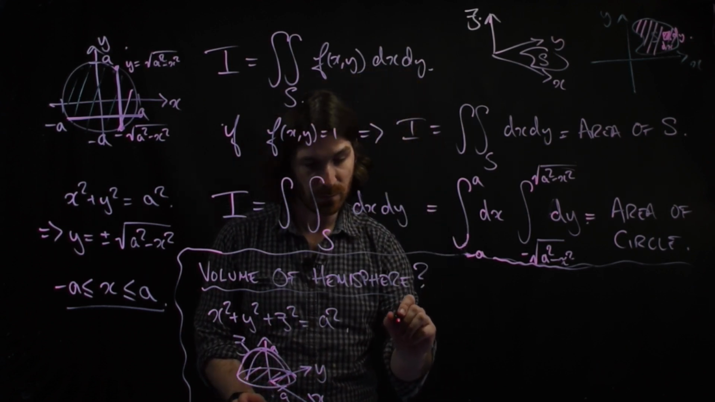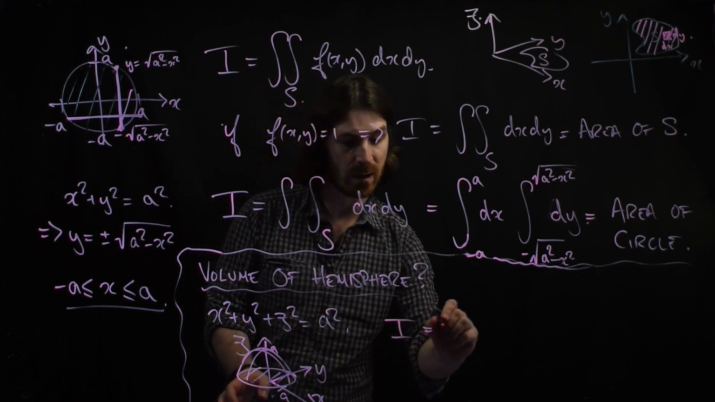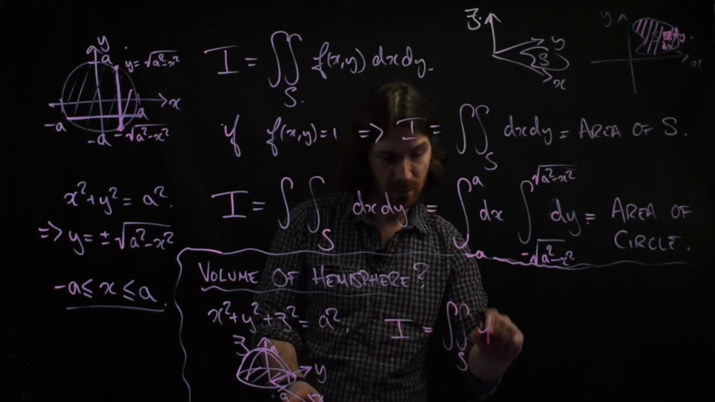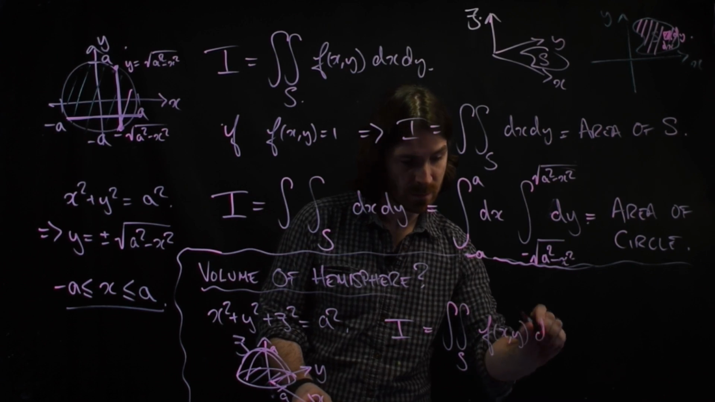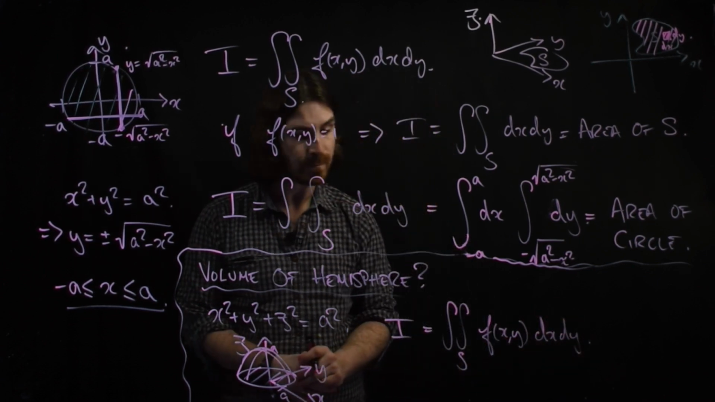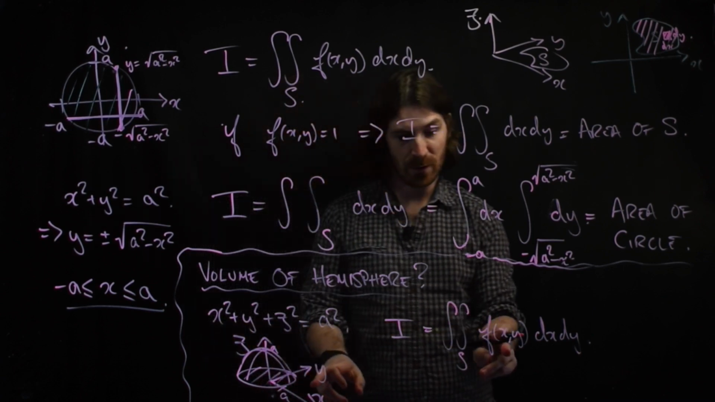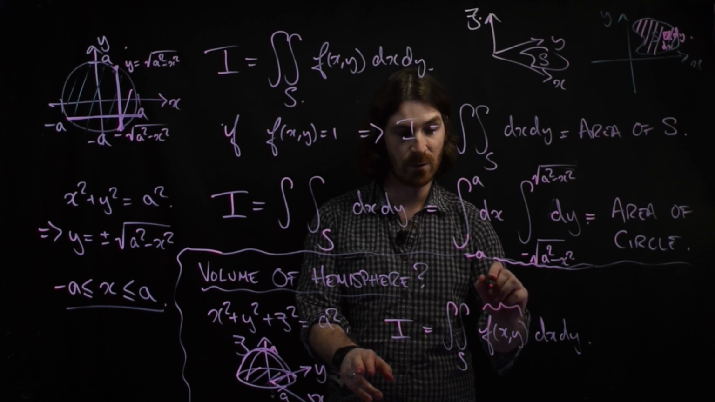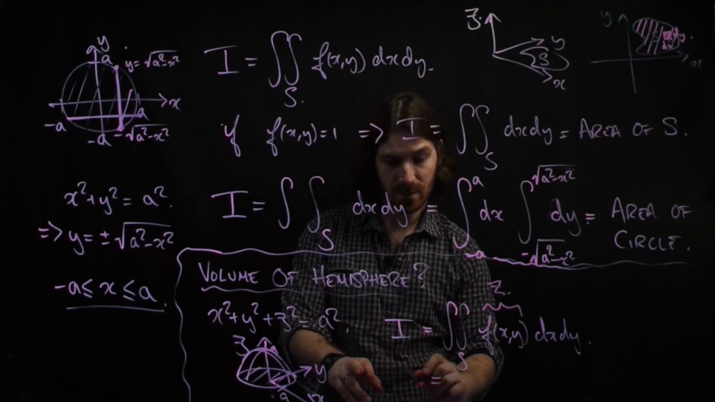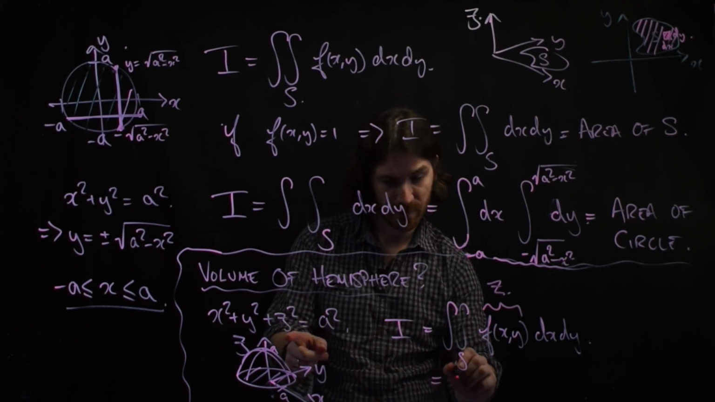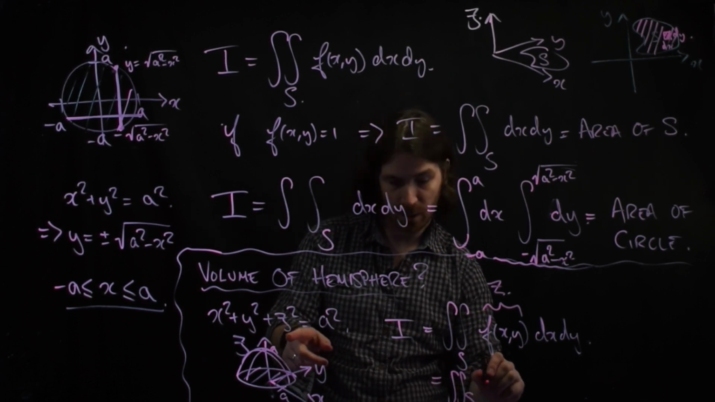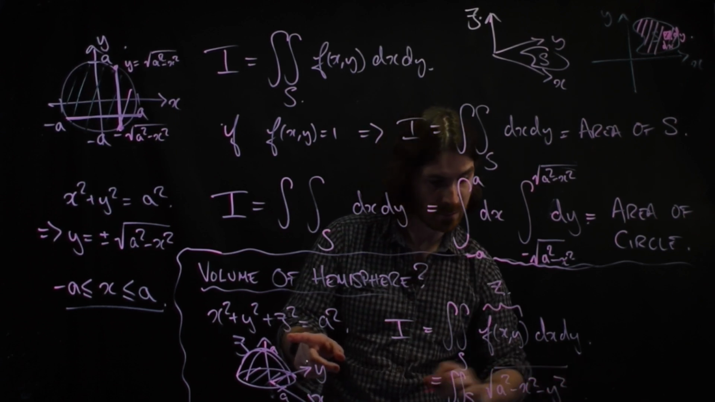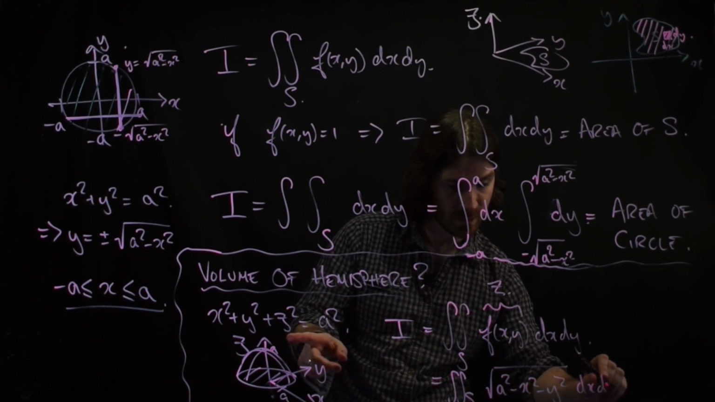Well, we know that the volume under a surface is just given by the double integral on some region S of the function of two variables, dx dy. In this case our function, which we could call z, is the integral of the square root of a squared minus x squared minus y squared, dx dy.